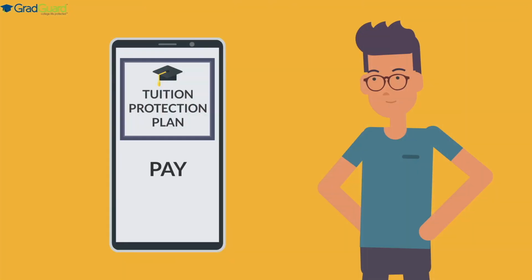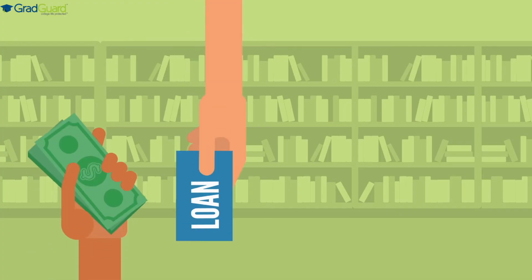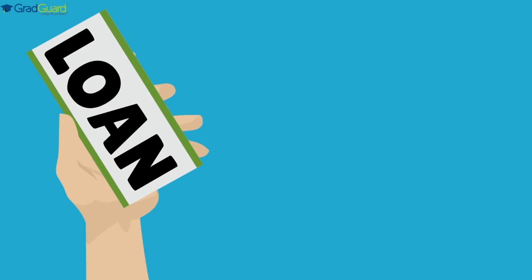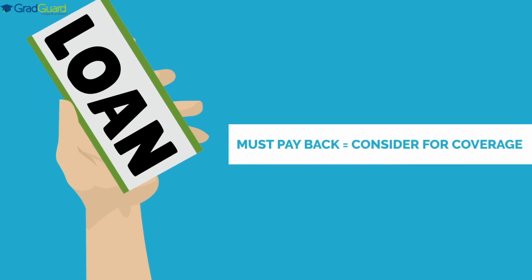Now that your coverage categories are all figured out, here are some last things to know before you buy a plan. Consider how you pay. These coverage categories mentioned are non-refundable, meaning the amounts are owed to the school, government, or bank. For example, if you're paying for your tuition or room and board with a student loan, you're responsible for paying that back. So loans would be something to consider for coverage.